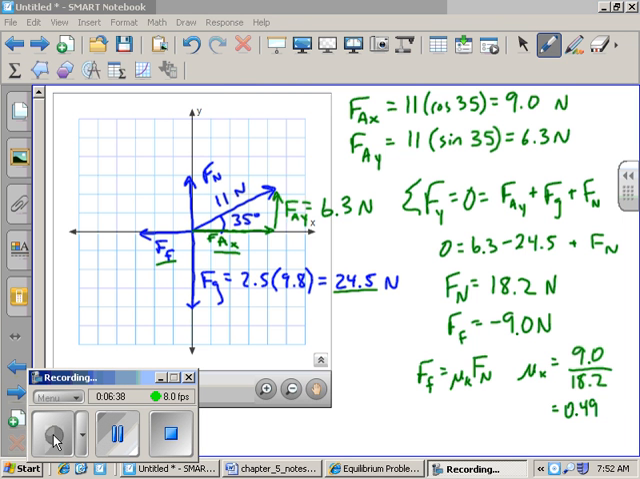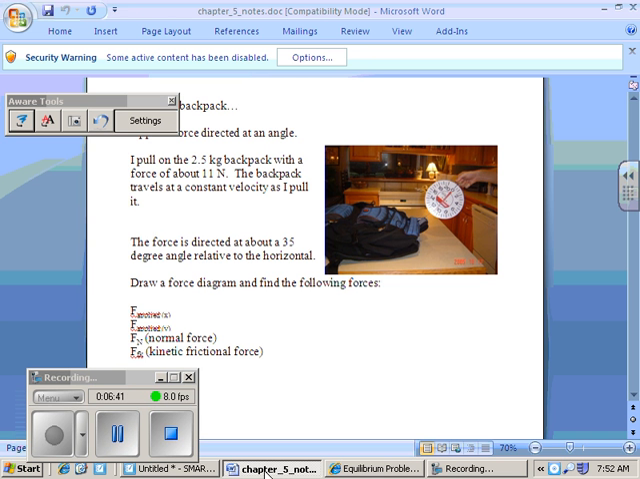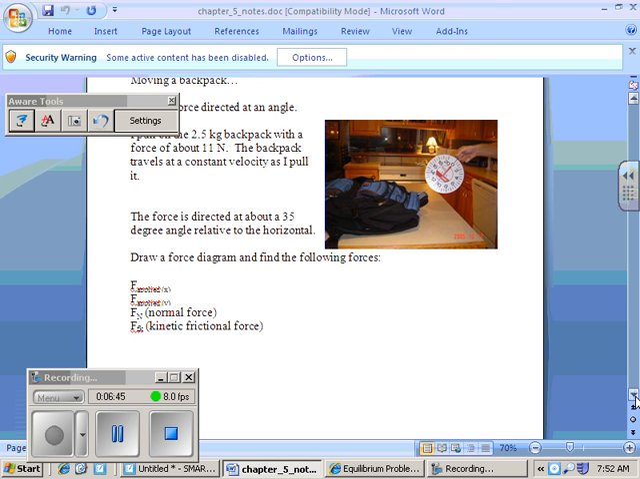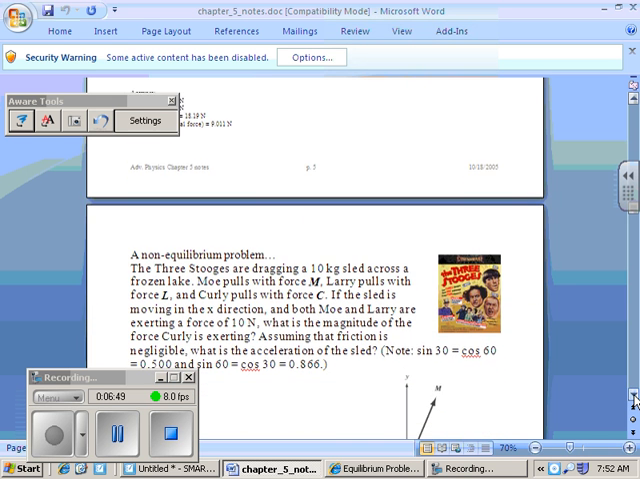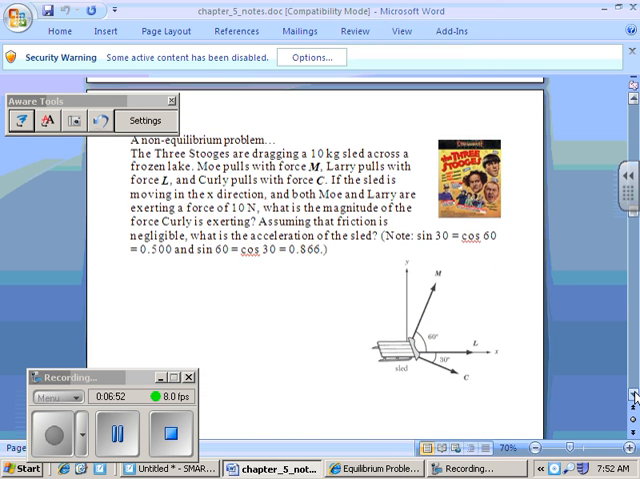Okay, now let's go to the next problem in this notes packet. We have the Three Stooges. The Three Stooges are dragging the 10-kilogram sled across the frozen lake.